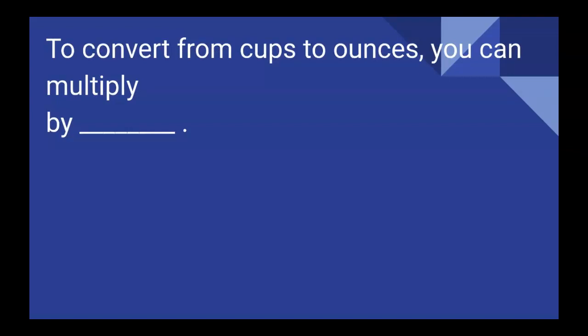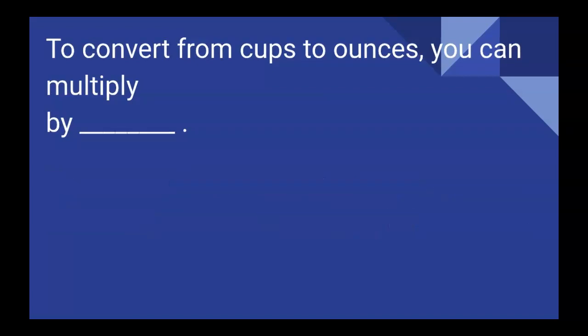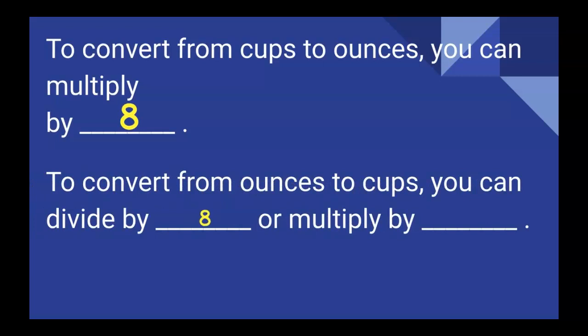So fill in these blanks. To convert from cups to ounces, you can multiply by what? And to get from ounces to cups, you can divide by a certain number or multiply by something else. Go ahead and fill in your blanks. Did you come up with, to go from cups to ounces, you would multiply by 8? And from ounces to cups, you can divide by 8 or you can multiply by 1/8.